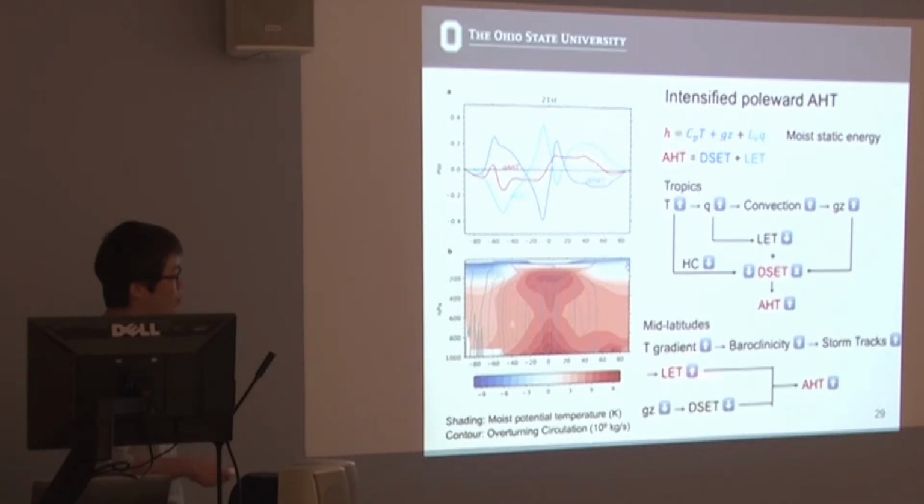So in the mid latitudes, we have an intensified atmosphere heat transport. In short, in the tropics, it is due to the intensified dry static energy transport, but in the mid latitudes, it is due to intensified latent energy transport that leads to an intensified poleward atmosphere heat transport.